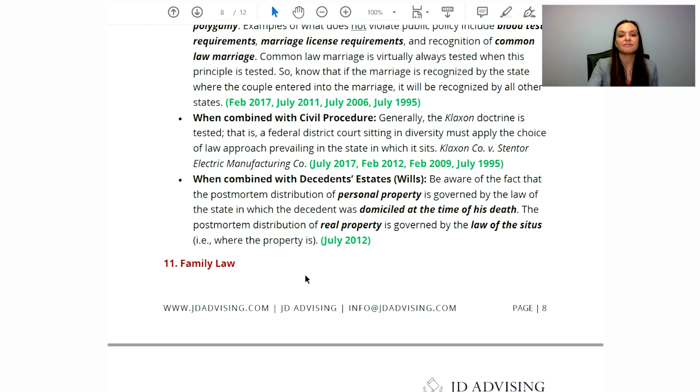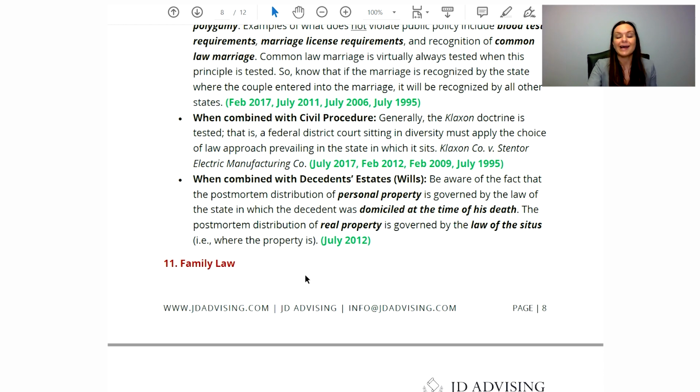And whenever we see conflict of laws tested with decedents' estates or wills, they're often testing which law will apply to the distribution of assets, whether it's personal property or land. So one thing to keep in mind is that when someone dies, their personal property is going to be distributed by the law of the place in which they were domiciled at the time of death.